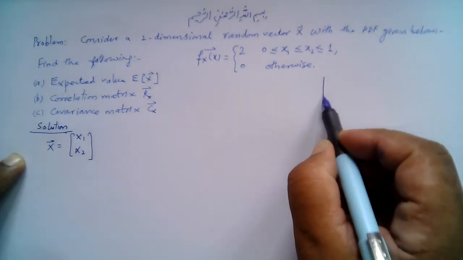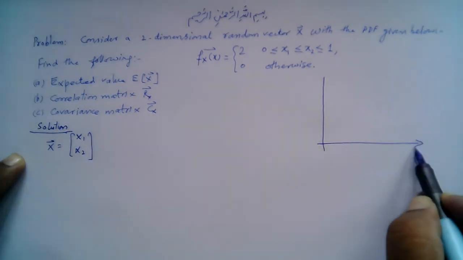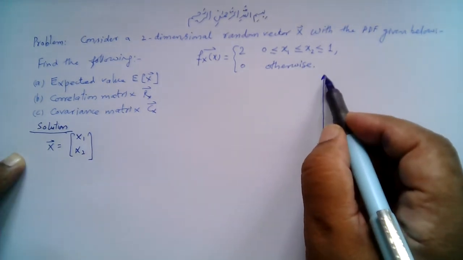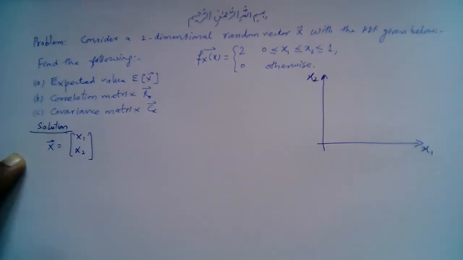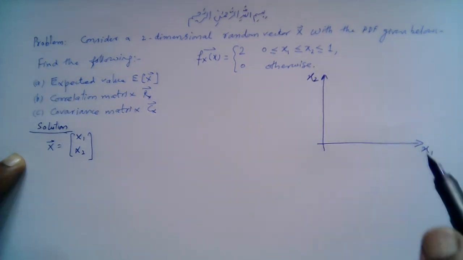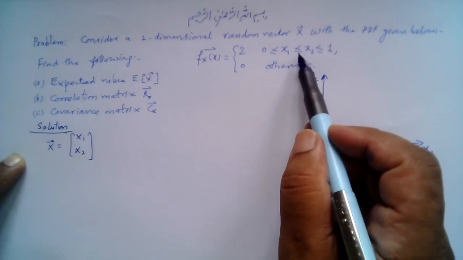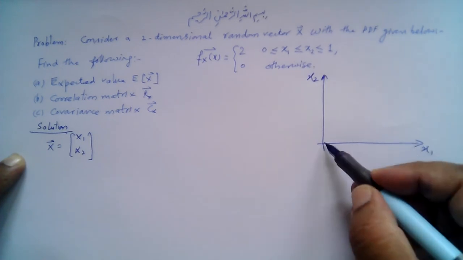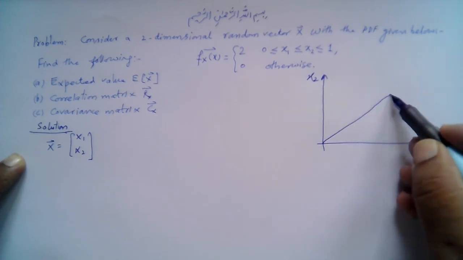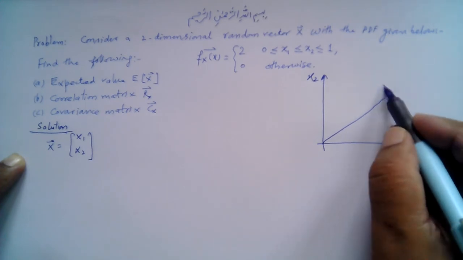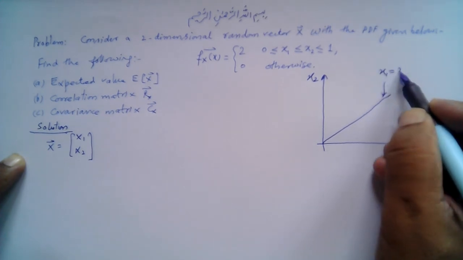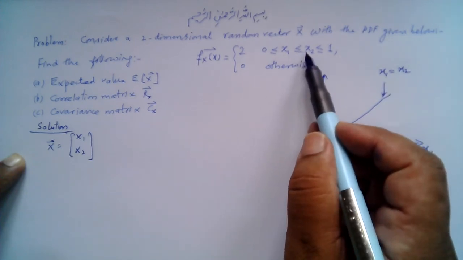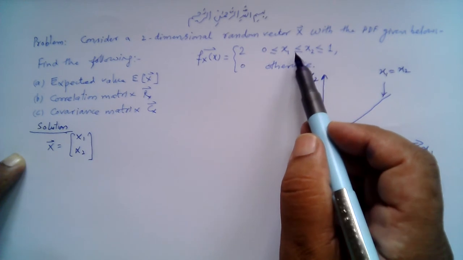So we have, let's take x1 along the horizontal axis and x2 along the vertical axis, right? So the significant line here is x1 equal to x2. So that is this line here, x1 is equal to x2. So it's given that x1 is less than or equal to x2, right? And x2 is greater than or equal to x1.